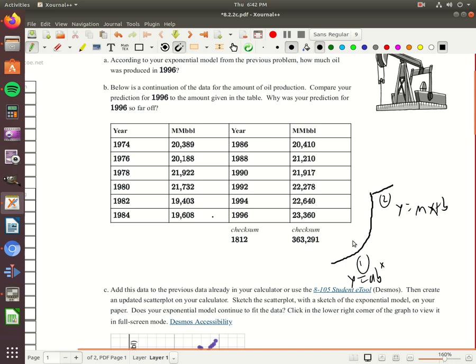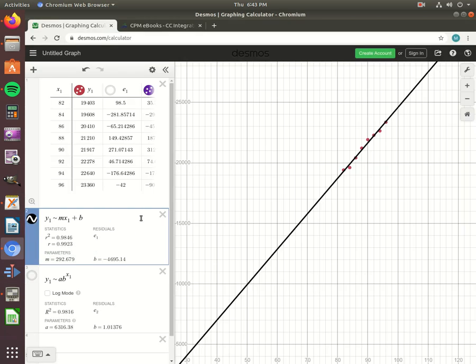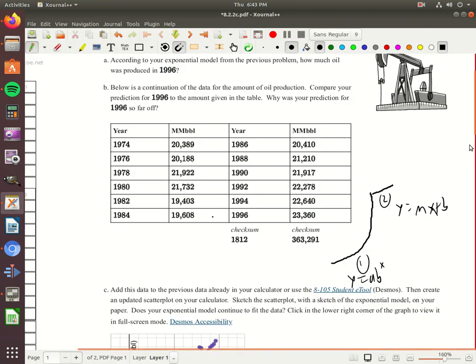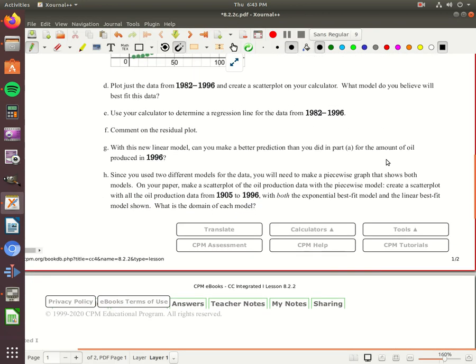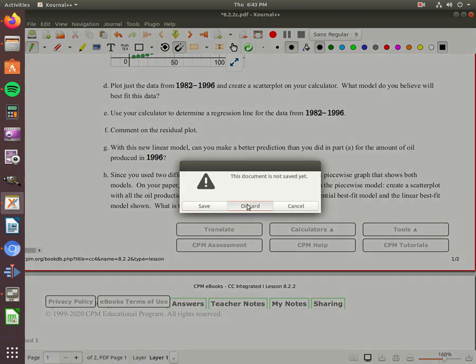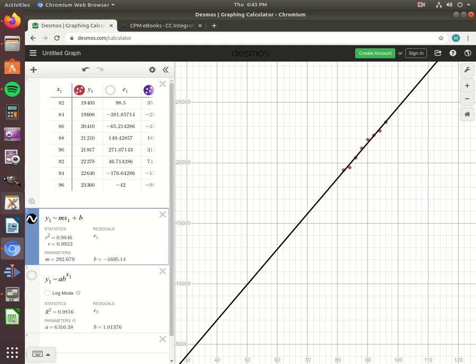So 0 to 82, and then 82 to 96 would be the domain, and this would be that curved equation, which I don't have anymore, and this would be the linear equation, which I guess I do have. The linear equation would be right here, 2.92x minus 4695 is the y-intercept. At that, let's go ahead. I know this is a lot going on in this lesson. I had to pause and restart it a bunch of times, but let's go ahead and finish this thing off and see where we're at here.